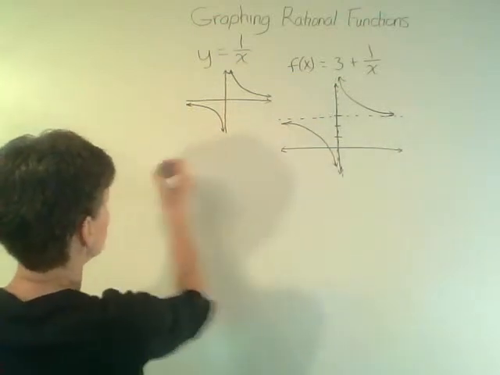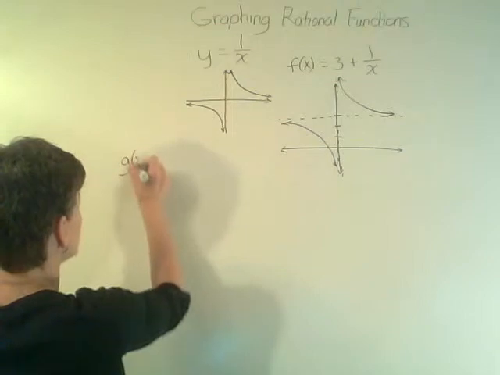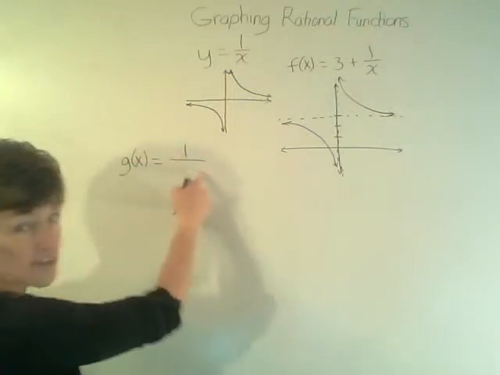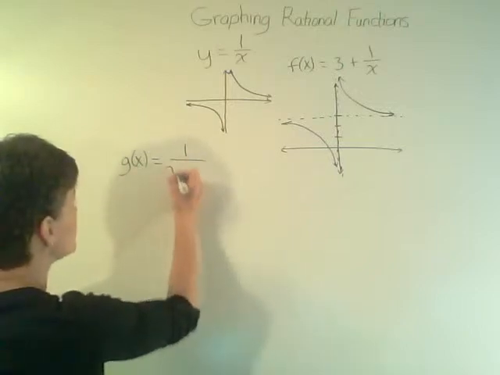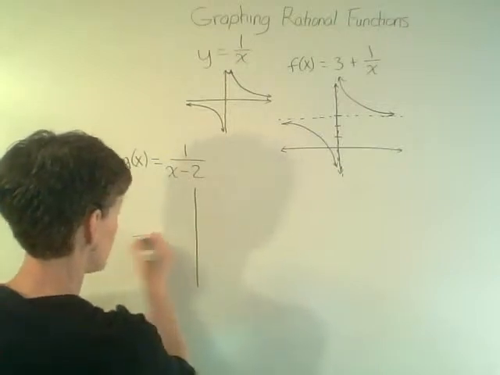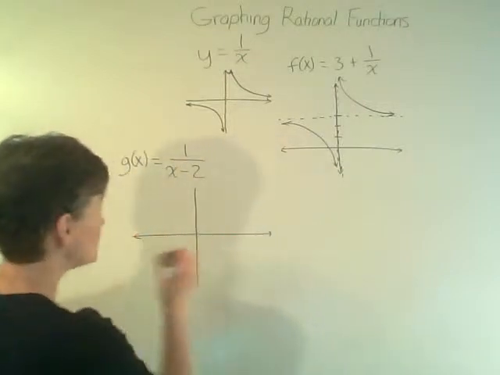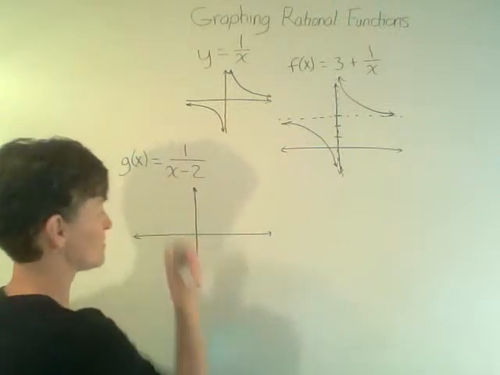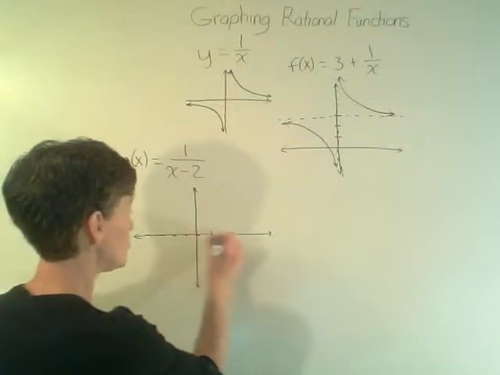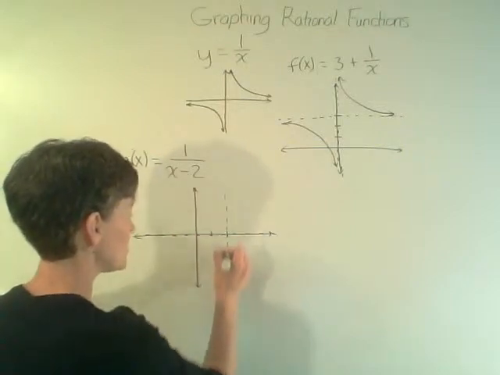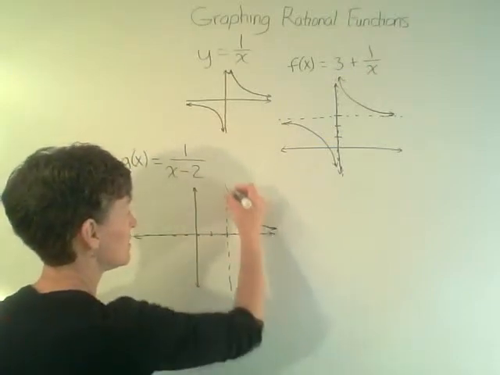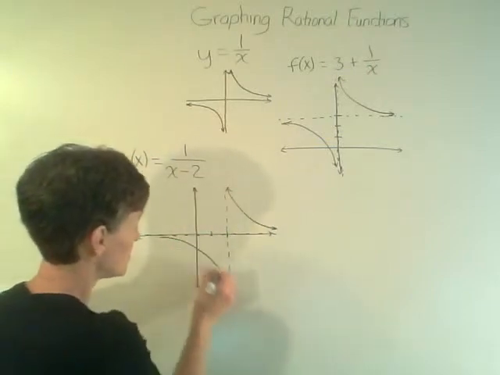We can also vary this rational function by having a number in the denominator with x. So let's say that we have x minus 2. All right, well, when I graph this time my vertical asymptote moves over to the right 2. So this is still my horizontal asymptote, but my vertical asymptote is now right here. And my graph then is over here.